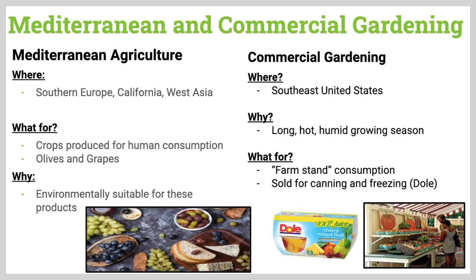right? Oranges are a very, very popular and profitable good that's grown in Florida specifically, but other parts of the Southeast. And so the Southeast United States is very well known for this sort of farm stand consumption, right? And a lot of the things you see in, say, orange juice or frozen fruit or canned fruit or many juices, a lot of that stuff comes from the Southeast United States, and there's big money in there when we're talking about big corporations like Dole, for example.